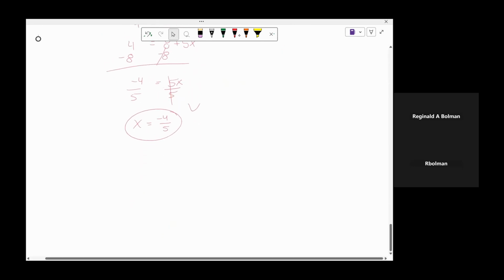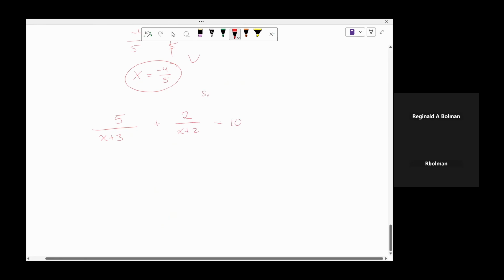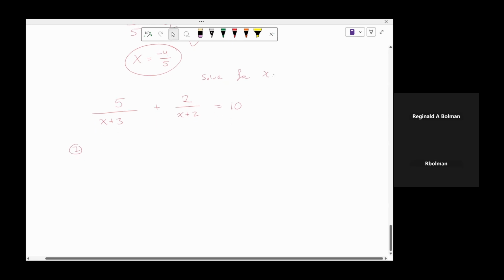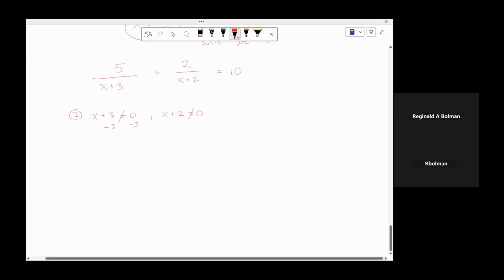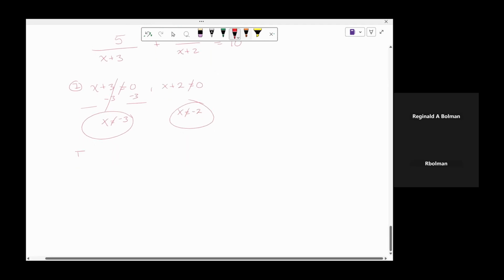All right. Suppose we have another example. Say we have 5 over x plus 3 plus 2 over x plus 2, and all of this is going to equal 10. And we want to solve for x. Our step 1 is we're going to just find our nonsense points. So we're going to take our denominators. We're going to set them not equal to 0, because if they were equal to 0, that would be an issue. So we've got an x plus 3, that can't equal 0, and an x plus 2, that can also not equal 0. We'll go ahead, we'll subtract 3 on both sides. We get x is not equal to negative 3. We get x is not equal to negative 2. Bam, bam, boom. You got some nice stuff there.